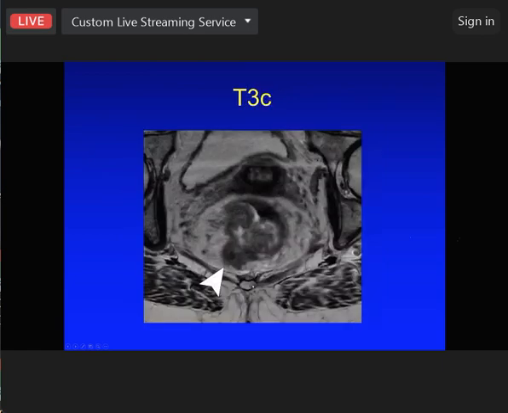Here's a T3C tumor. Here is normal muscularis. There is air within the rectum. Here is this fairly bulky lesion extending way beyond the muscularis. If you follow the muscularis round, it comes to here, and then it's split by this. This is all tumor extending into the mesorectal fat, and on measurements, this worked out as a T3C tumor.